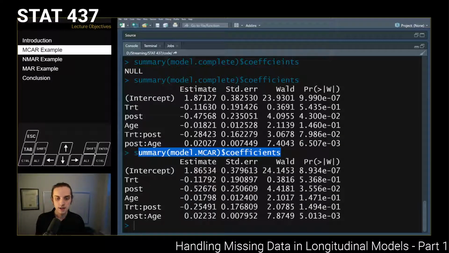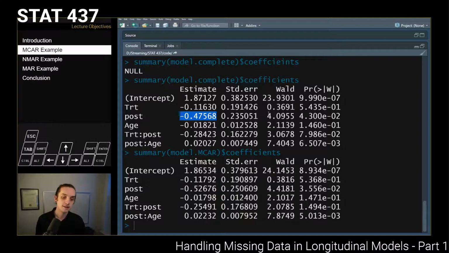Now, the first thing to note is that just a visual inspection of these estimates appears to be quite similar, right? So we have 1.87, 1.87. You know, we got negative 0.12, we have negative 0.12, and so on, right? Some of these are a little bit off. So this post variable, I mean, it would be negative 0.5 if you want to round to that, but it's a little bit off, but they're still fairly close, right? And this is true across all of the different parameter estimates.